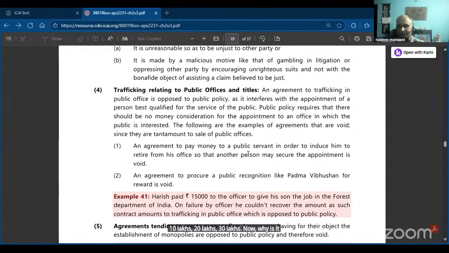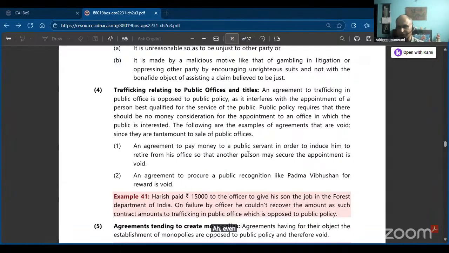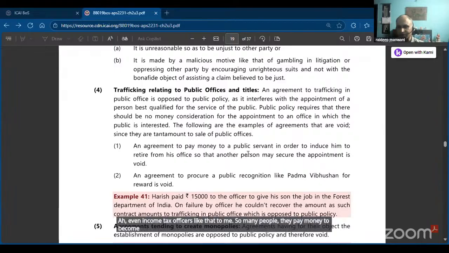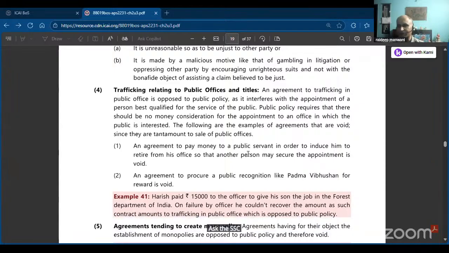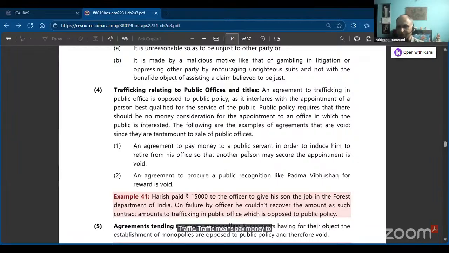See, now Adrut has paid 20 lakhs. Once he becomes a police officer, do you think he'll become an honest police officer, or he'll try to recover the 20 lakhs? He'll try to recover the 20 lakhs. Even income tax officers are like that. So many people pay money to become an income tax officer so that they can ask the assessees to pay up. So corruption becomes a big problem over there. So anytime you pay money to get a public office, that is trafficking, and not only for a public office.